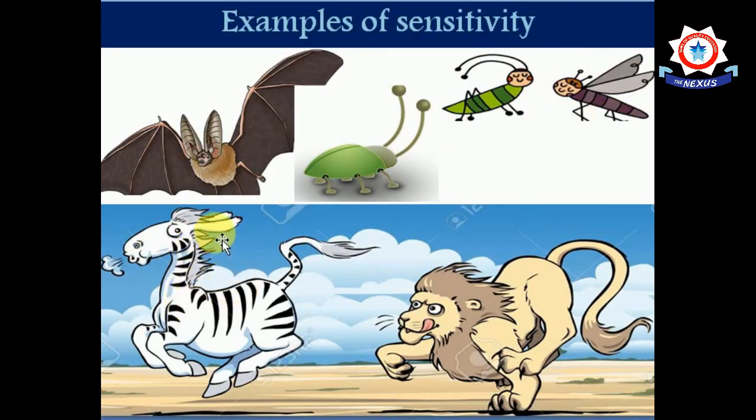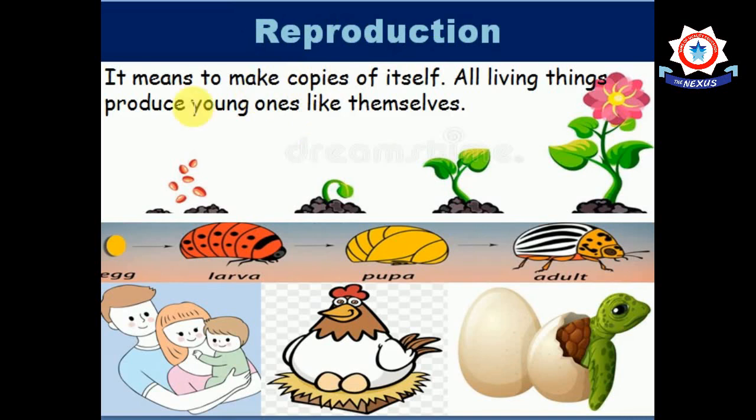Reproduction. It means to make copies of itself. All living things produce young ones like themselves. All the babies grow to look like their parents. Birds, reptiles and insects lay eggs from which babies hatch. Most plants produce seeds. A seed grows into a young plant. Seeds can be spread by animals, birds, insects, wind and water. Some plants produce spores, not seeds. Spores are usually spread by wind or water.